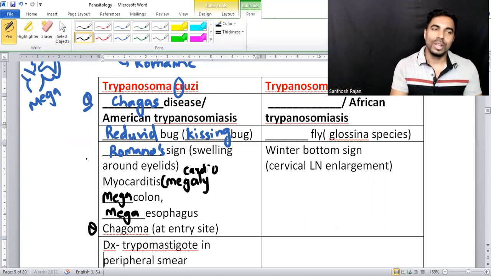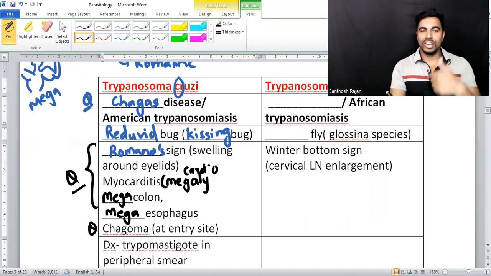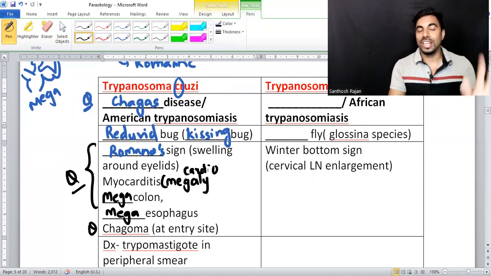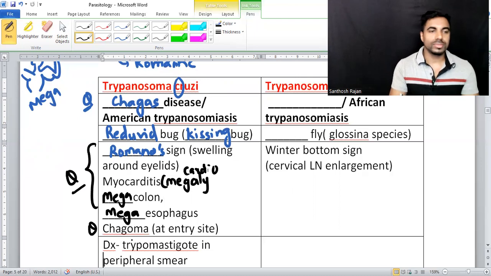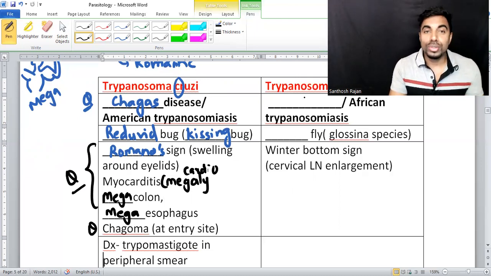Very simple. A question is frequently asked from here: you have swelling of the heart, esophagus, and colon. Not other things, not splenomegaly, not hepatomegaly. Please remember that. Heart swelling, esophagus swelling, colon swelling. That's it. Then Chagoma. And for trypanosomiasis, you can see the peripheral smear. I showed the picture.